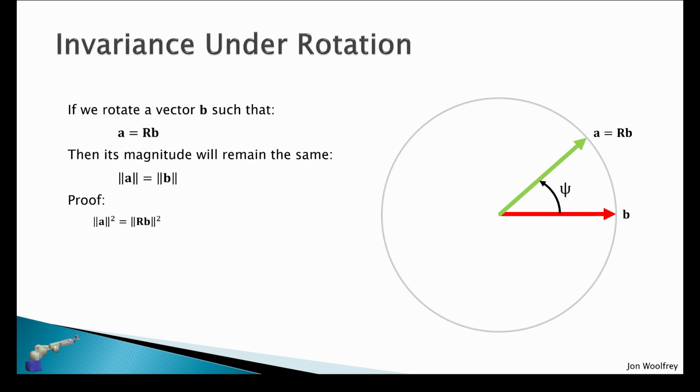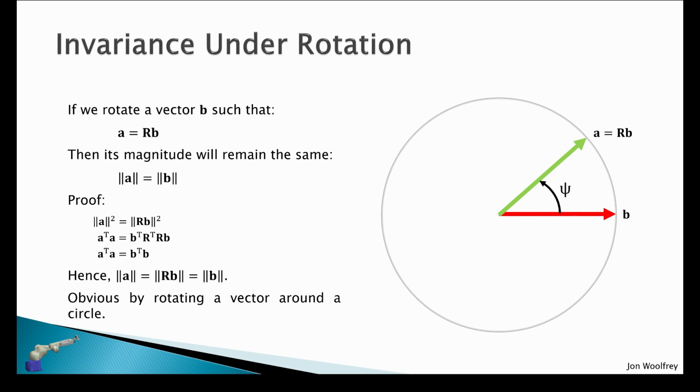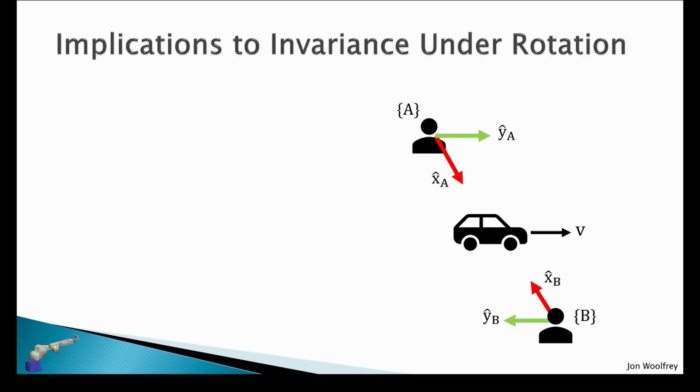So we take the squared Euclidean norm that is given here, and we expand it out. That'll be A transposed A equals B transposed R transposed R B. And we know from our previous proof that R transposed R will give the identity matrix. And therefore we have A transposed A will equal B transposed B, and hence the norm of A equals the norm of R times B, which is equal to the norm of B. And again, this is really obvious if we look at rotating a vector around a circle, as in the diagram here. So what are the implications of invariance under rotation?